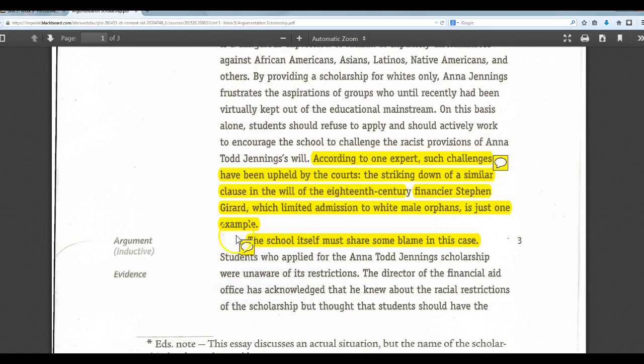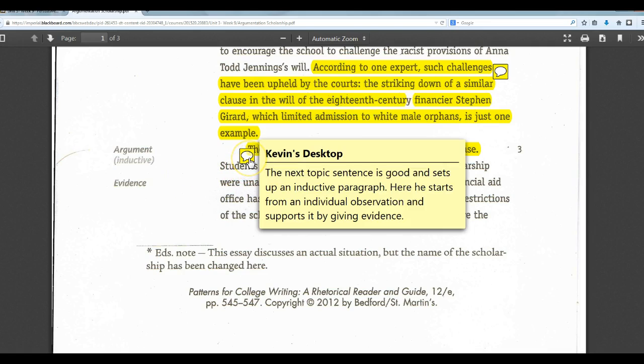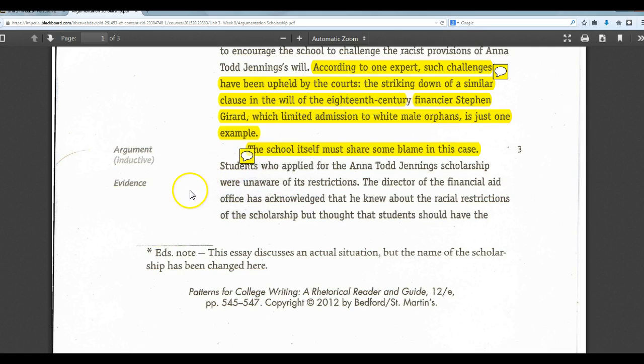Okay, next he goes to his next paragraph, and instead of using deductive, he's going to use inductive reasoning. So he starts with "the school itself must share some blame in this case." If you look over here, he starts from the individual observation, or what he observes going on in his college campus, and then he supports it by giving the evidence. So it's kind of the opposite of deductive reasoning. Again, he has a beautiful stated topic sentence.